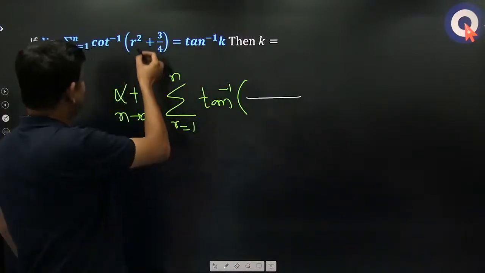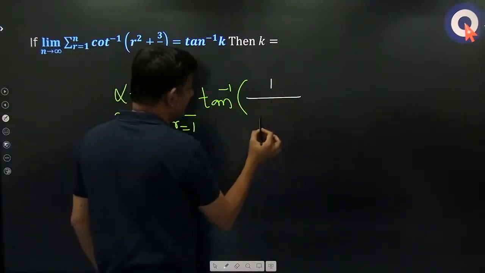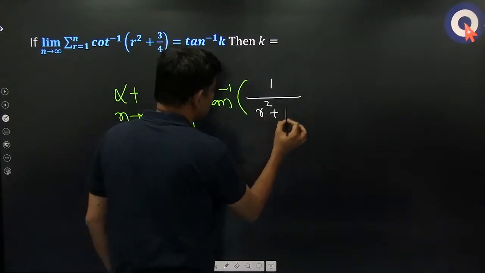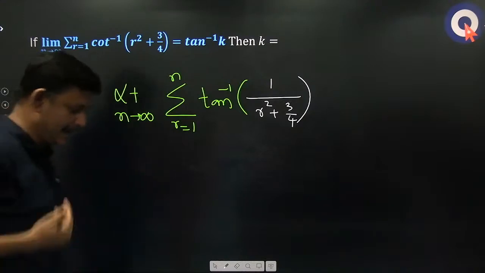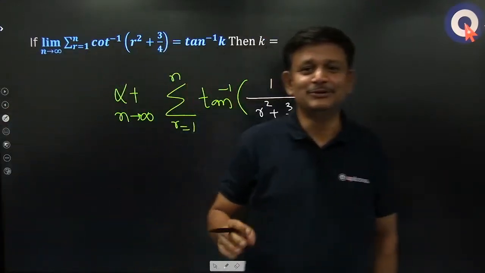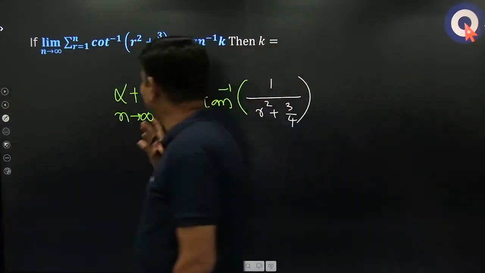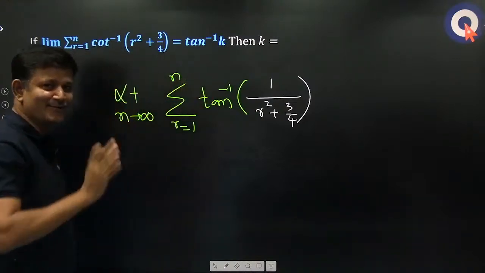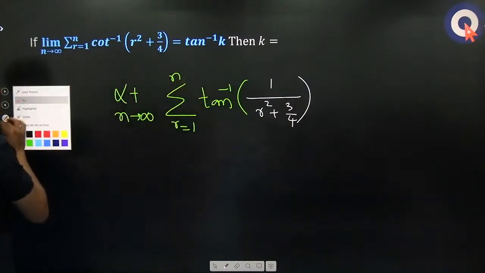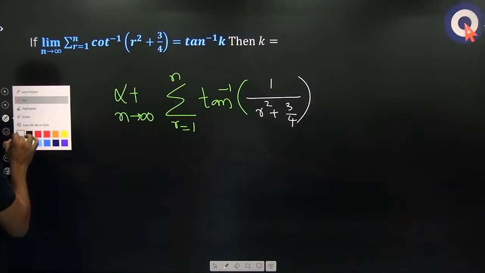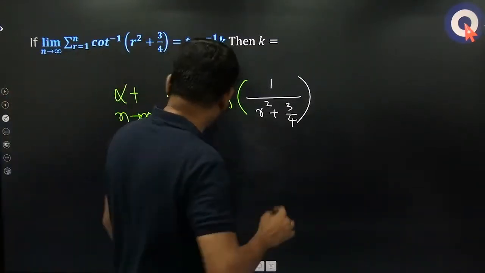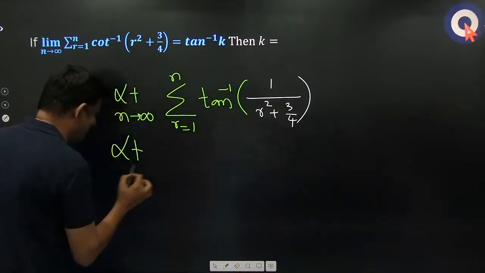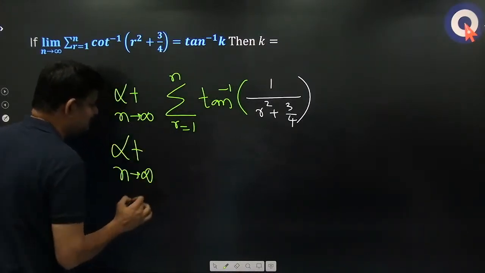Tan inverse 1 by r square plus 3 by 4. There is a reason why I like tan inverse, because I remember the formula for tan (a plus b) and (a minus b), not of cot. For cot I would have to derive it again or do something else. That is the reason I prefer doing things in tan. Up to you. If you know the formula, you can do it in cot as well.